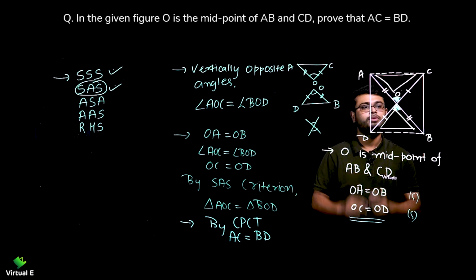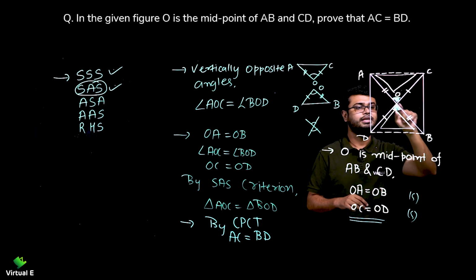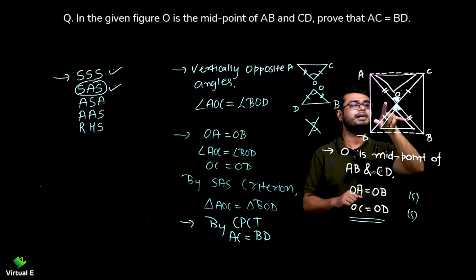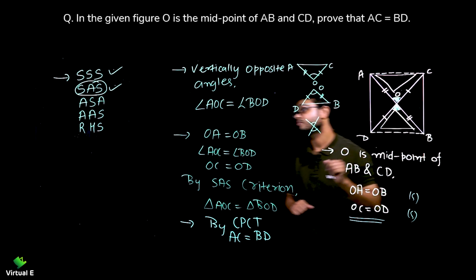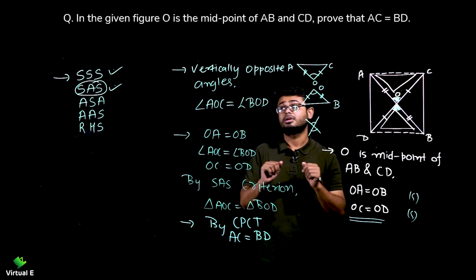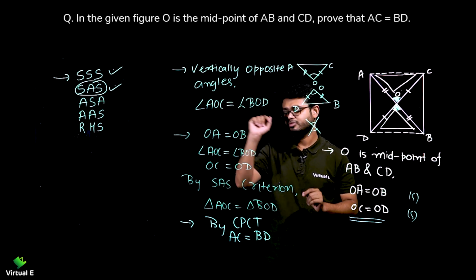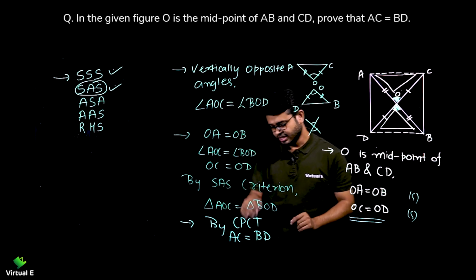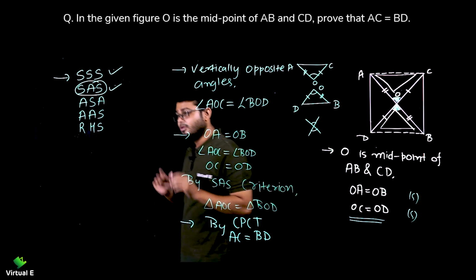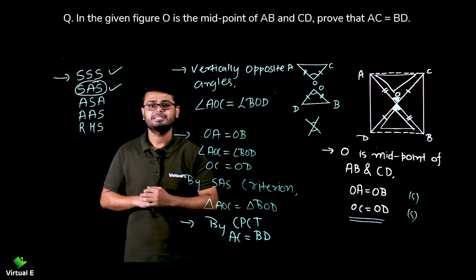This gives you a very clear idea that this condition is very helpful by SAS criterion to prove the triangles congruent. So, right, we have AOC and DOB over here. So we have two sides equal, and we wanted to prove by SAS that these two triangles are congruent. So the angle was proved equal by VOA, vertically opposite angles, and by CPCT we have written AC is equal to BD. So this is how we solve the sum with the SAS criterion.